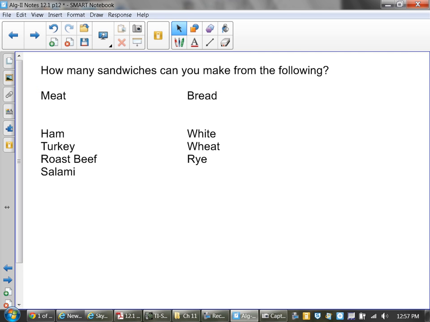We are going to make sandwiches. Oh, yay. Sandwiches, yummy. So you've got 4 types of meat to choose from and 3 types of bread. How many types of sandwiches can you make if you're only using 1 of each?